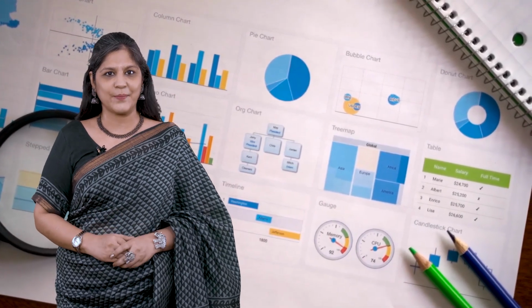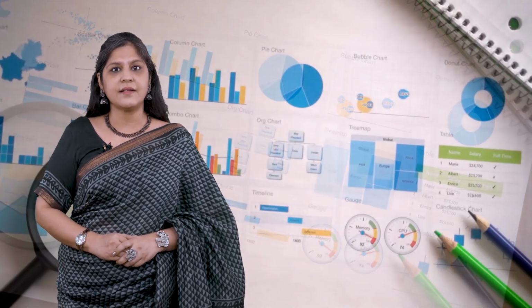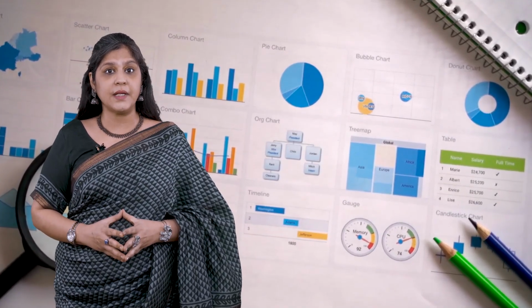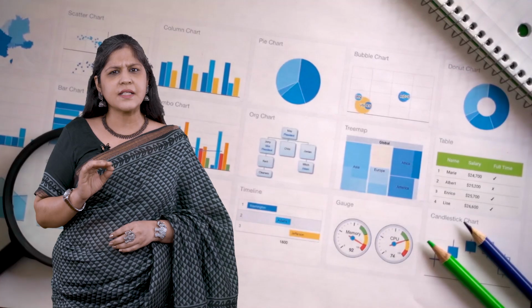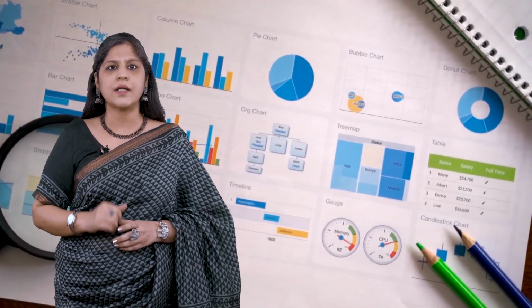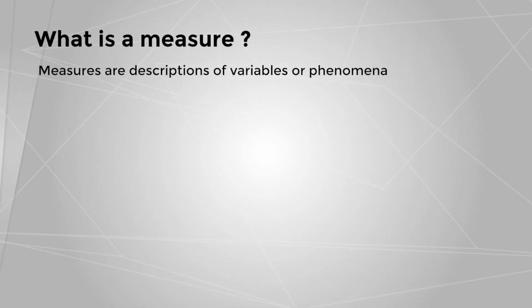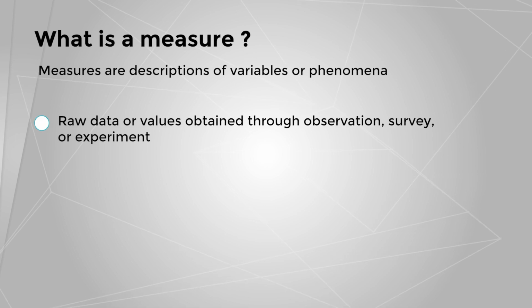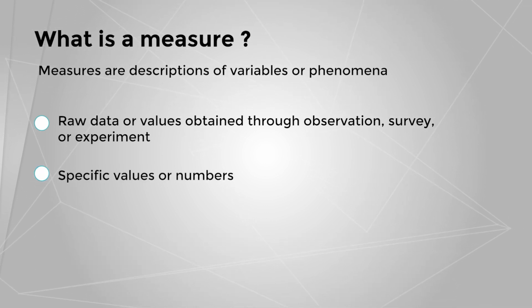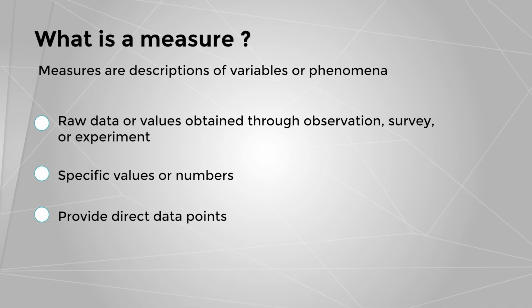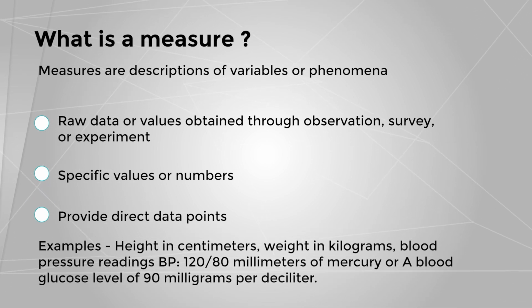So let's get started. While measures and indicators are terms often used interchangeably in health and in other fields, they have distinct meanings. We have to try to understand this difference. What is a measure? Measures are descriptions of variables or phenomena. They are raw data or values obtained through observation, survey, experiment. Measures are specific values or numbers. They provide direct data points. Examples include height in centimeters, weight in kilograms, blood pressure readings, etc.